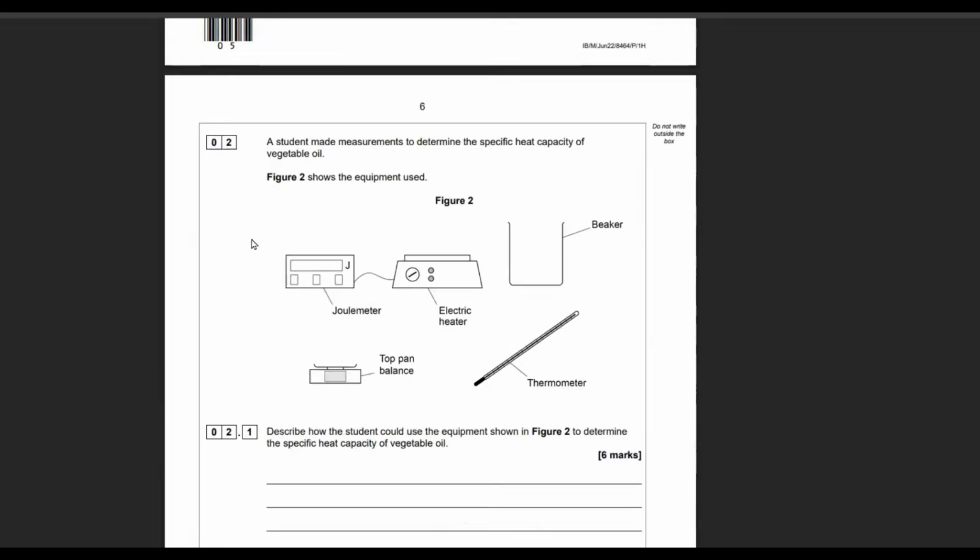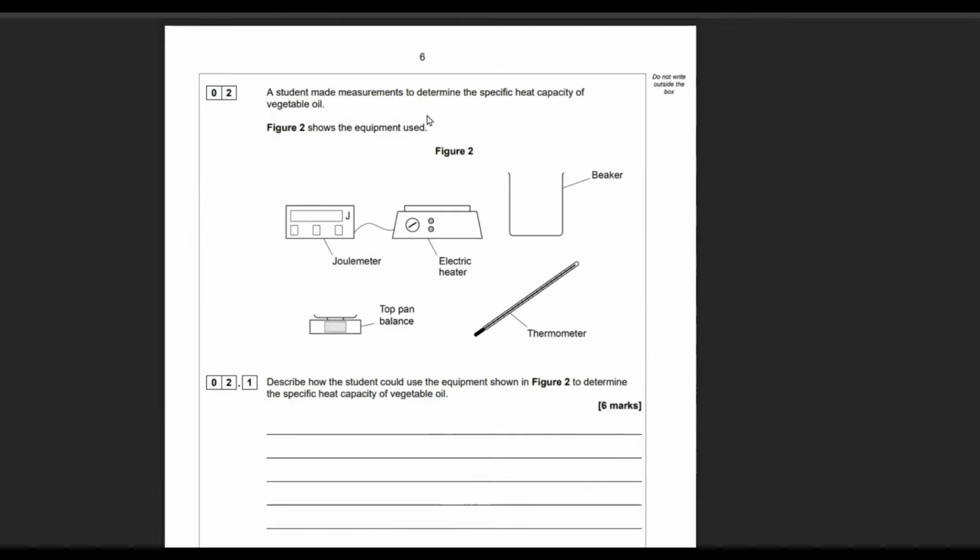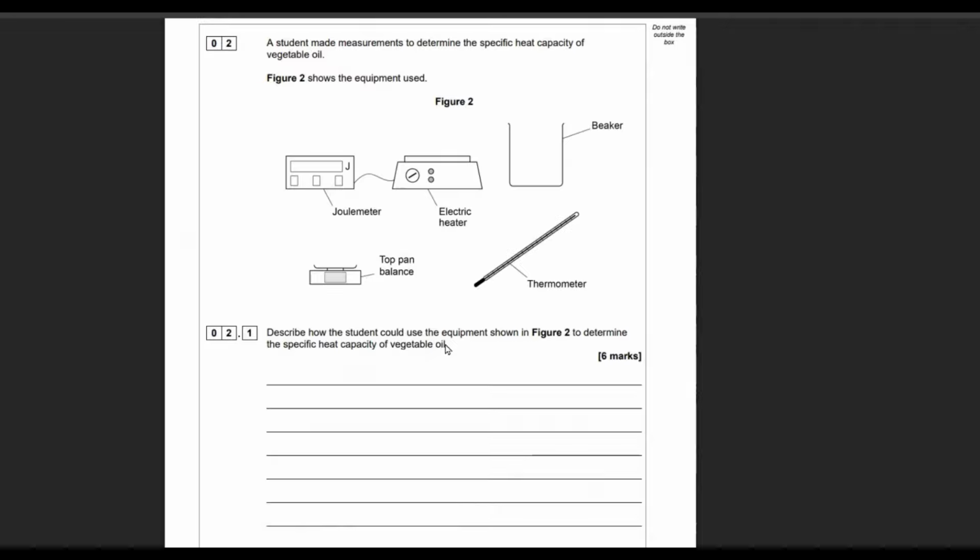Okay, question two. A student made measurements to determine the specific heat capacity of vegetable oil. Figure 2 shows the equipment used. They've got a joule meter, an electric heater, an empty beaker, a thermometer, and a top pan balance. Describe how the student could use the equipment shown in Figure 2 to determine the specific heat capacity of vegetable oil. Well, let's get on and do that as some bullet points. Why don't you grab a pen, grab some paper, see how many marks you can get.